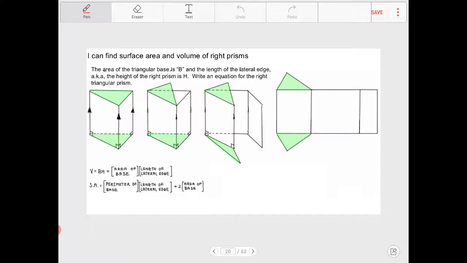The surface area is, again, the perimeter of the base times the length of the lateral edge plus 2 times the area of the bases. Or in other words, the volume is base times height, and the surface area is perimeter times height plus 2 times the base.